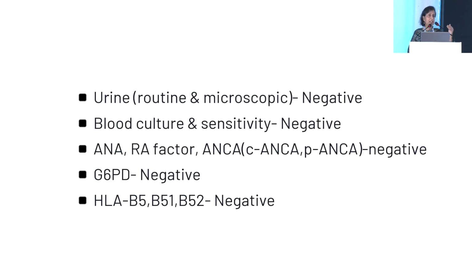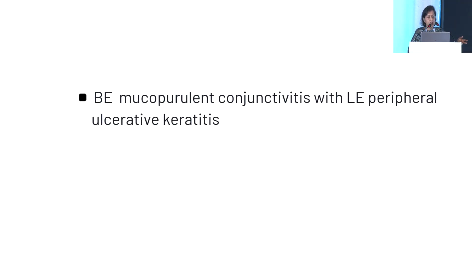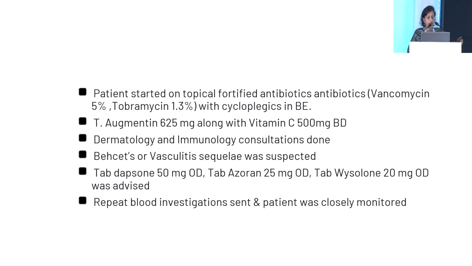So we went systematically, made sure we ruled out infection, then started the topical steroids, and investigated systemically mucopurulent conjunctivitis with PUK. So this is the sequence that we followed. Dermatology and immunology consultations were done, and finally Behçet's or a vasculitis sequela was suspected, and she was treated with dapsone, azoran, and Wysolone, and repeat blood tests.